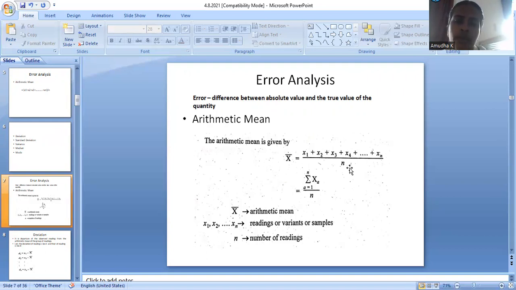Arithmetic mean is given by x bar equal to x1 plus x2 plus, and so on, up to xn, divided by n. I mean, we can measure the reading n number of times. Each time, we add the measurement values and divide by how many times you measured, that is n. So it is the summation of x of a, a equal to 1 to n, divided by n. Here the arithmetic mean is expressed by the letter x bar, then x1, x2 up to xn are the readings or samples taken at a particular time, and n is the total number of readings.